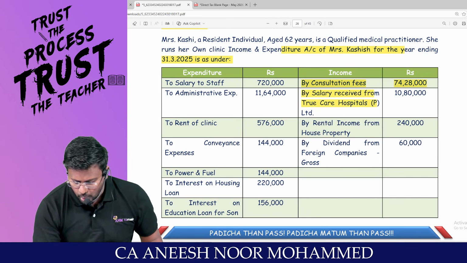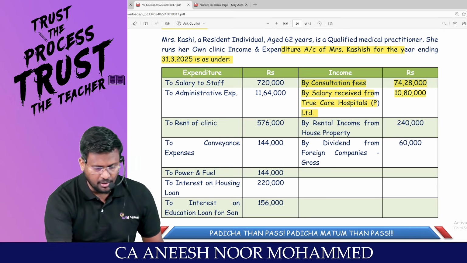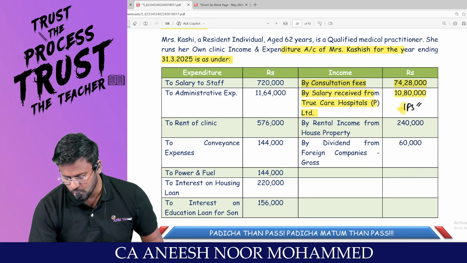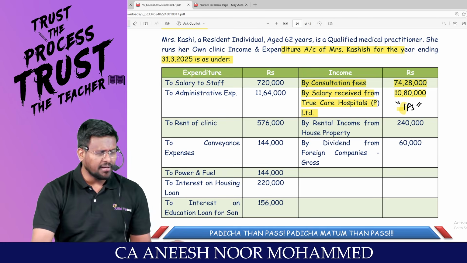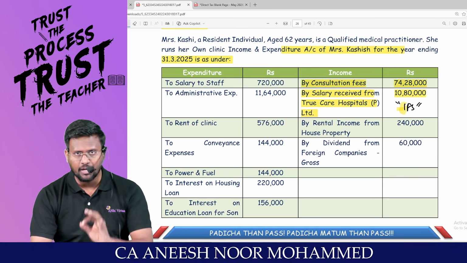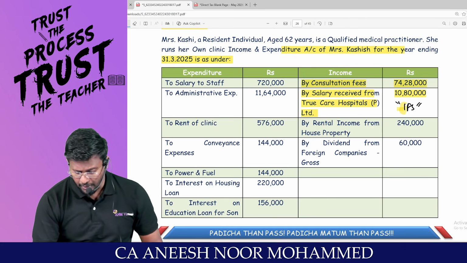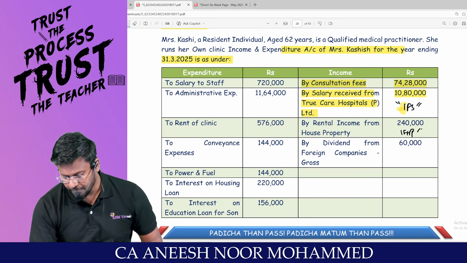Salary received from True Care Hospital Private Limited. This should be taxable under the head income from salaries. So this has to be eliminated from the income and expenditure account, deducted from PGBP and included in salary. Rental income from house property, this should be included in IFHP.